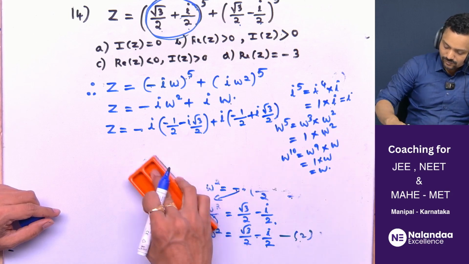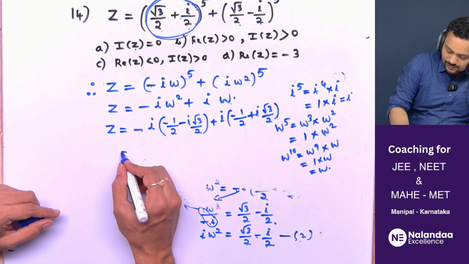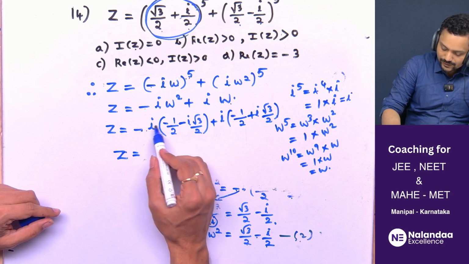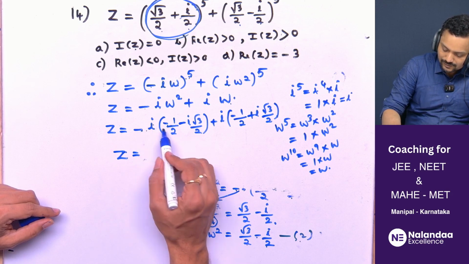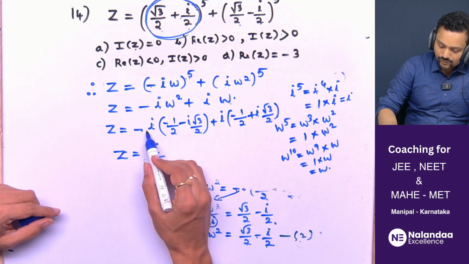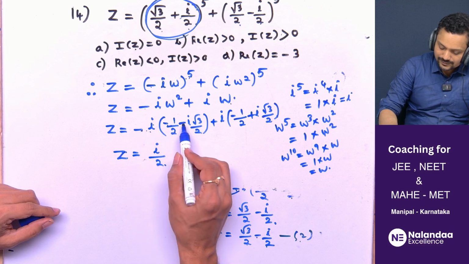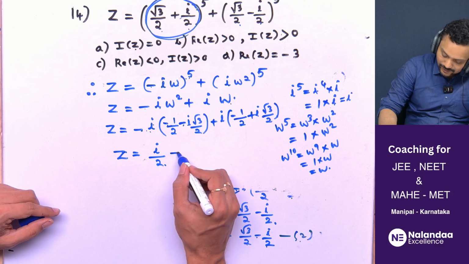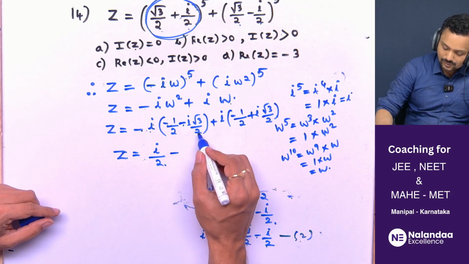Yeah. So now we have to get our answer. So we get z is equal to, now when you multiply inside, minus into minus becomes plus. So this will become i by 2. Then when you multiply this with this, minus into minus becomes plus, but i into i becomes i square. So again it will become minus root 3 by 2.